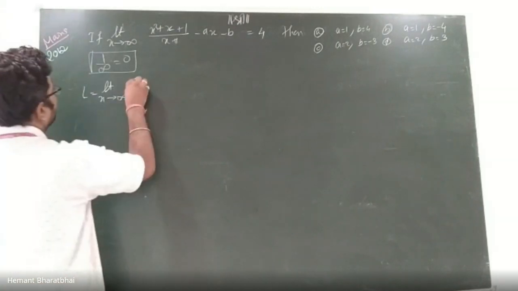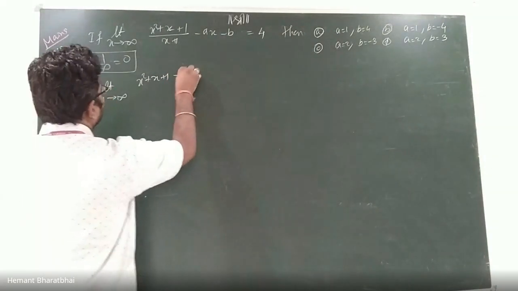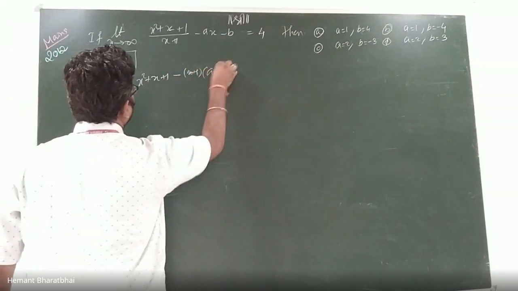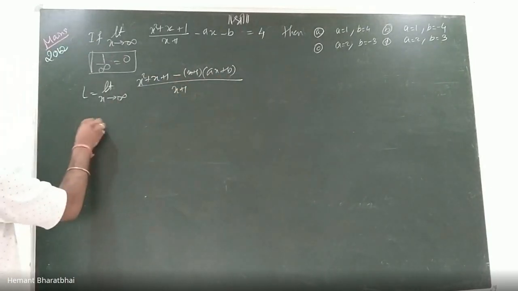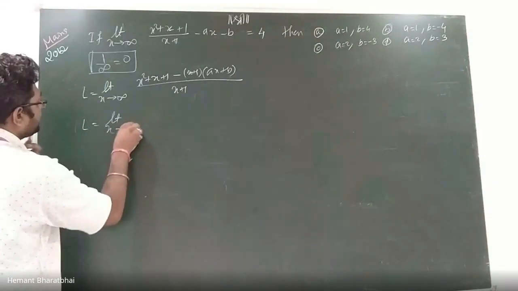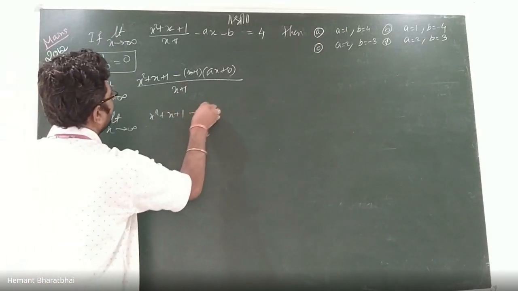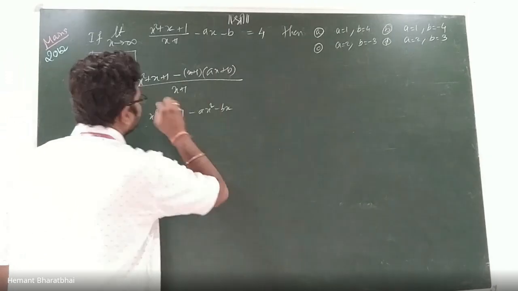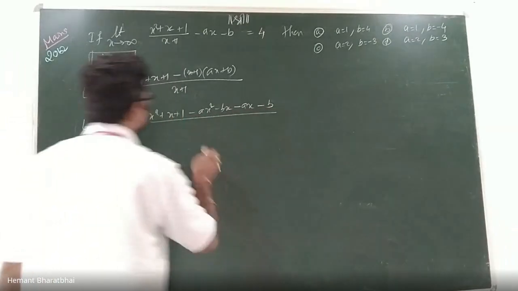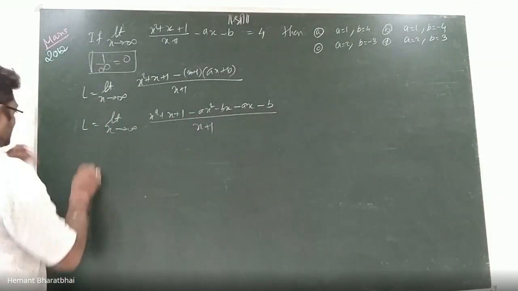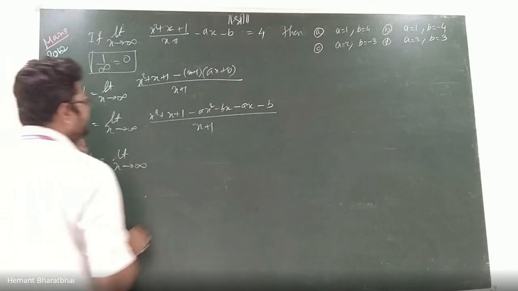First let us equalize the denominator from the x square plus x plus 1 minus of x plus 1 into ax plus b, the whole upon x plus 1. I'll get L is equal to limit of x tends to infinity, x square plus x plus 1 minus ax square minus bx minus ax minus b, the whole upon x plus 1. So let L is equal to limit of x tends to infinity.